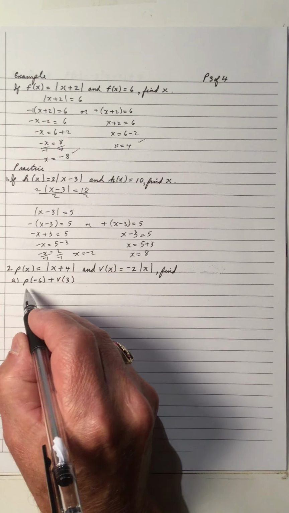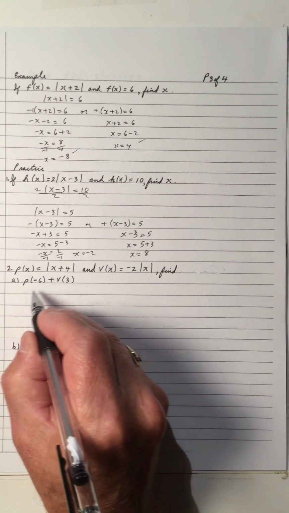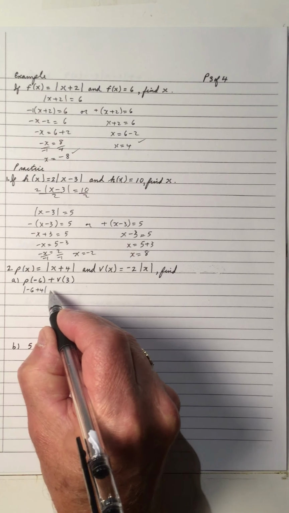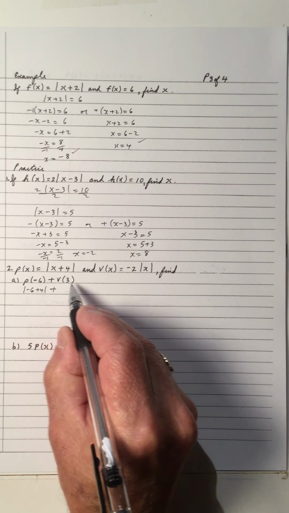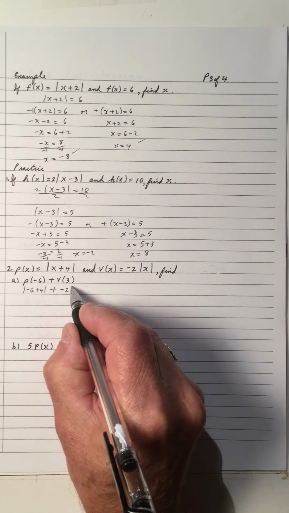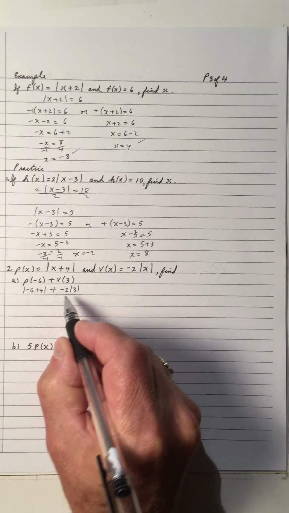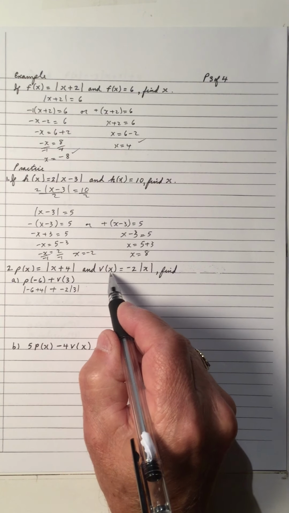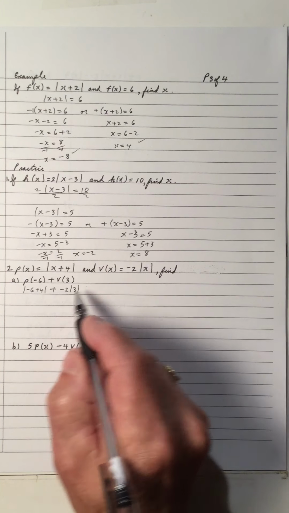So that means we're plugging negative 6 in here. So it's the absolute value of negative 6 plus 4. Add on the v of 3. So the v of 3 is going in here. So that's negative 2 times the absolute value of 3. So the negative 6 is going in this expression, and the 3 is going into this expression.